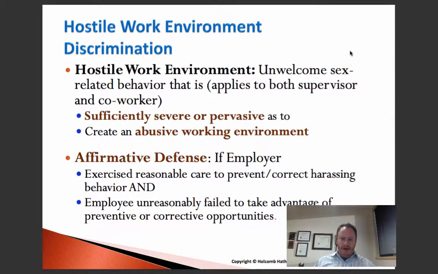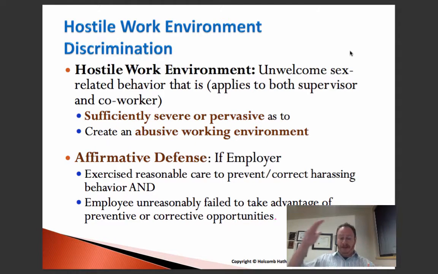So you're probably wondering what the terms sufficiently severe and pervasive mean. Well, don't worry. We will be talking about that in the next slide. But as a brief introduction here, if a plaintiff can show that the unwelcome sexual behavior was both sufficiently severe or pervasive, and it created an abusive working environment, then that would be the initial burden that the plaintiff needed to meet.